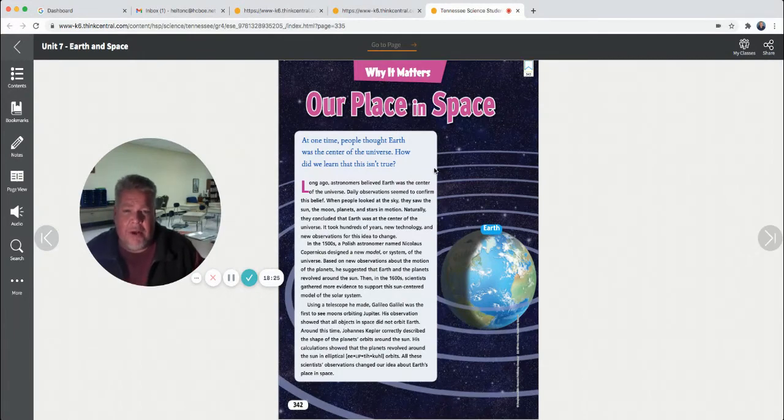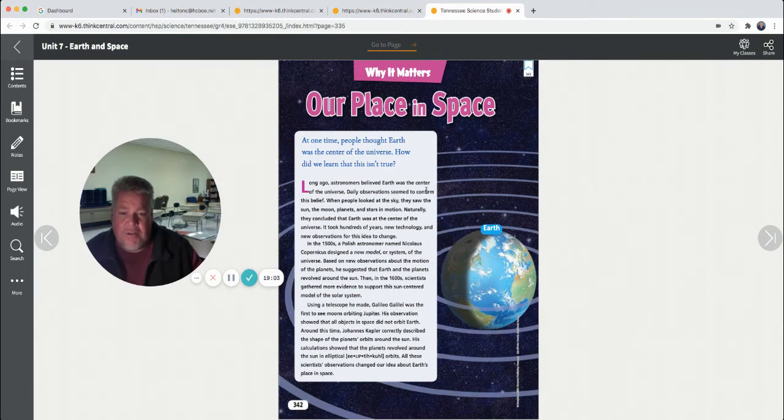Our place in space. At one time, people thought Earth was the center of the universe. How did we learn this isn't true? Long ago, astronomers believed Earth was the center of the universe. Daily observations seemed to confirm this belief. When people looked at the sky, they saw the sun, moon, planets, and stars in motion. Naturally, they concluded that Earth was at the center of the universe. It took hundreds of years, new technology, and new observations for this idea to change. In the 1500s, a Polish astronomer named Nicholas Copernicus designed a new model or system of the universe.